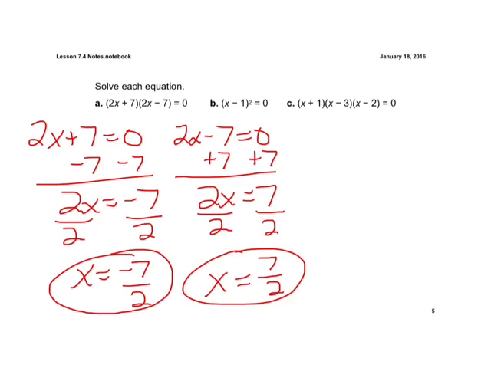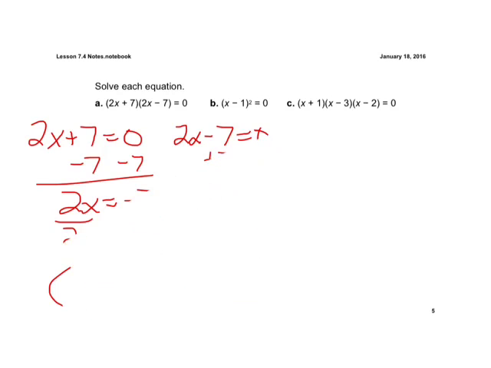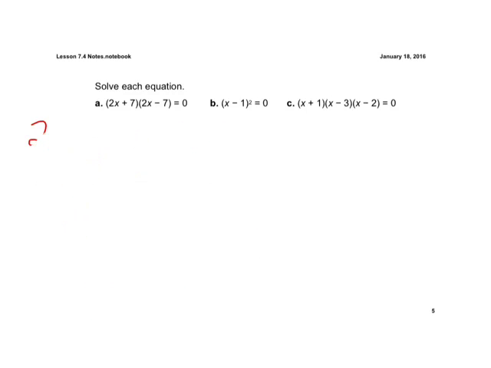Alright, we'll give us some room here, and we'll work through b. Part b shows x minus 1 squared. Now we talked about this previously in class. If we were to expand that, really what that is, x minus 1 times x minus 1 equals 0.